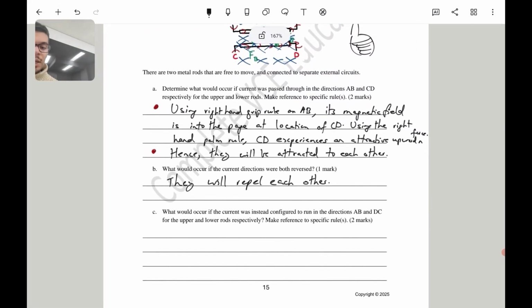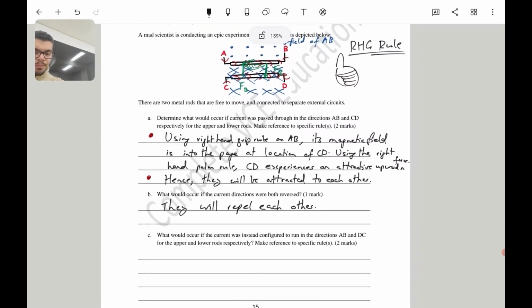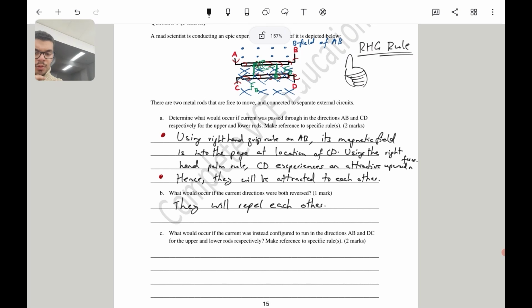What would occur if the current was instead configured to run in the directions AB and DC for the upper and lower rods respectively?